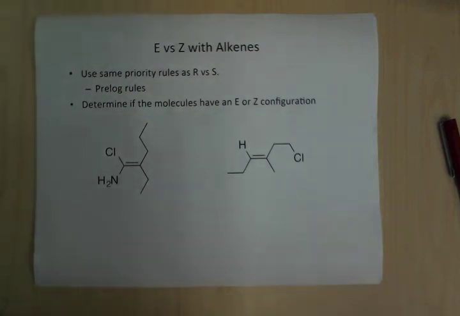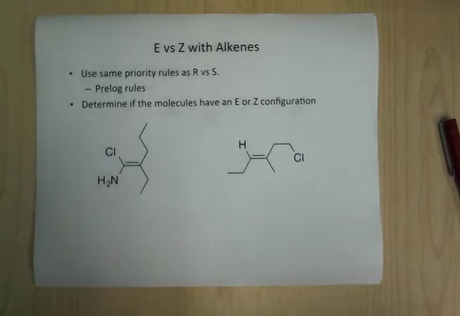Hello, these are the review slides for exam 3 for summer 2017. So again, these are going to be the free answer parts. The first thing up is to determine the E and Z configuration for alkenes.